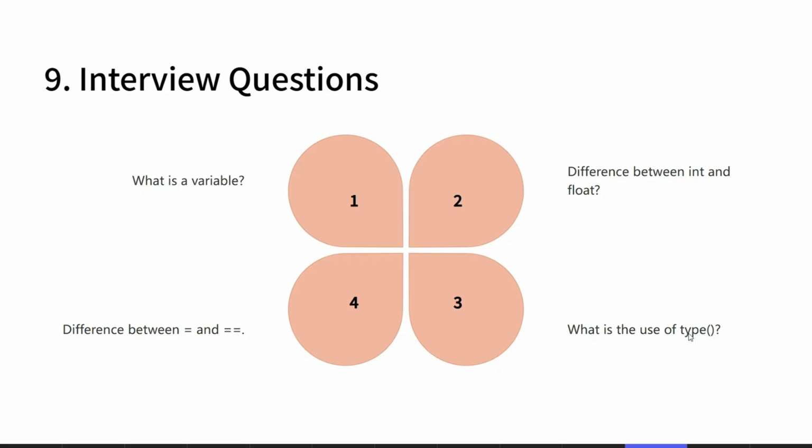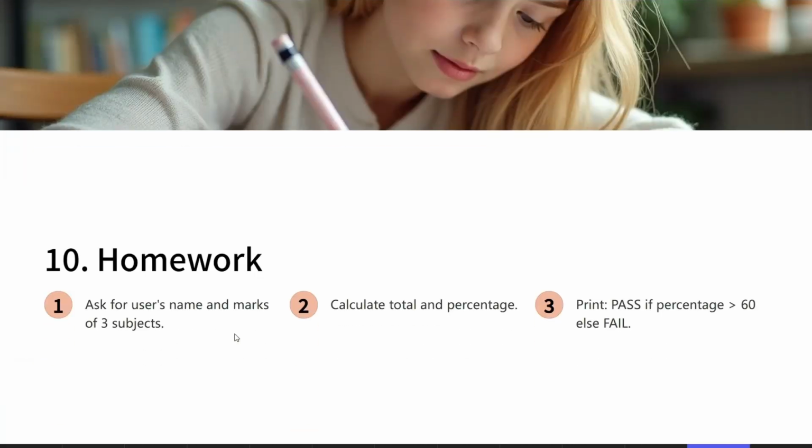One more important question: what is type used for? Type helps you understand what type of variable it is, a string, an integer, or a boolean type of data. This is the syntax for that, you can use it. One more important question: the difference between the assignment operator and the comparison operator. You can say that in the assignment operator we assign some value, and in the comparison operator we are comparing the data.